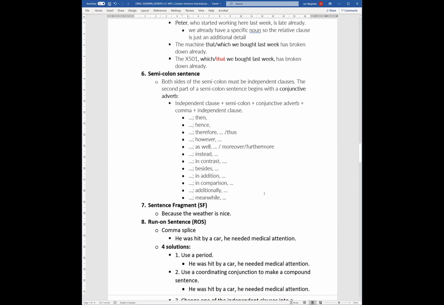So whenever we write these words, we have to put a semicolon before. Your choice is you can start a sentence with these. So this could be a period, and all these words could start with a capital letter. But instead of a period, you can use a semicolon, one of these words, then a comma, and then an independent clause.